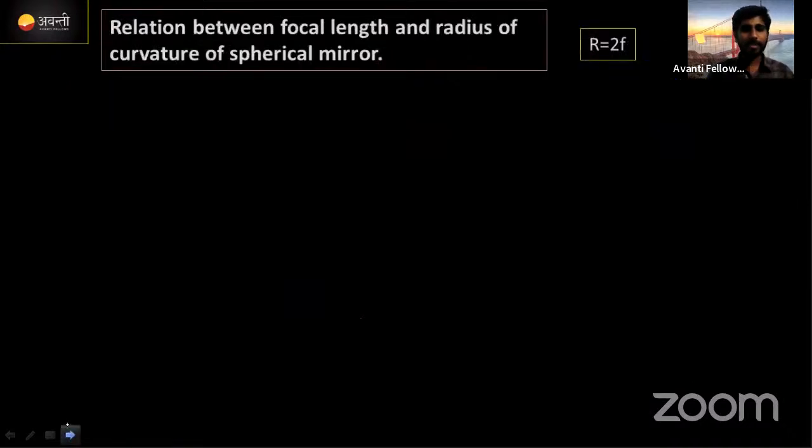Coming to the next point: the relation between radius of curvature and the focal length. What is the relation between these two? Already I have written here, R is equal to 2 times F. Correct now? It is simple.